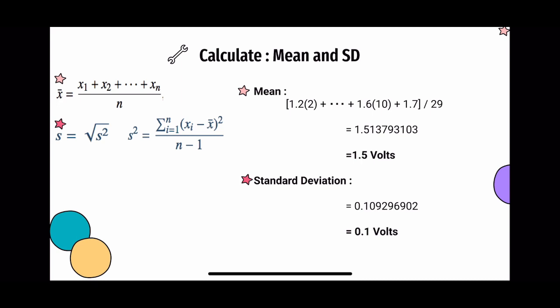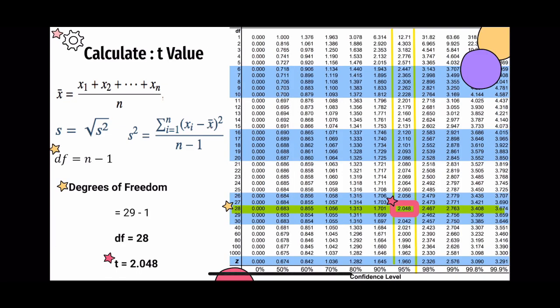I started my calculations with the mean, which I calculated to be 1.5 volts as advertised despite my skewed data towards slightly higher readings. I then determined one standard deviation is 1/10 of a volt. Next, I needed to find my confidence interval, which required a t-value. Using a t-value chart and finding my degrees of freedom to be 28, and using the 95% confidence level, my t-value was 2.048.